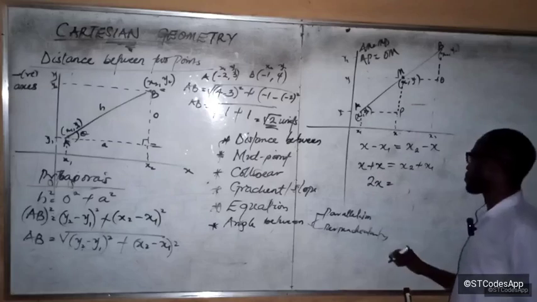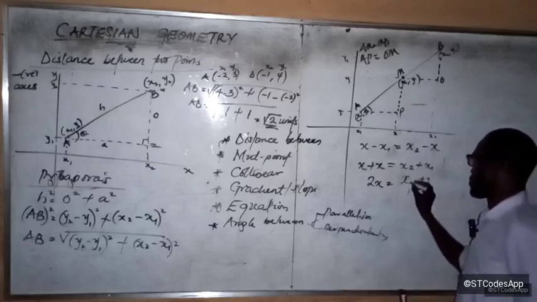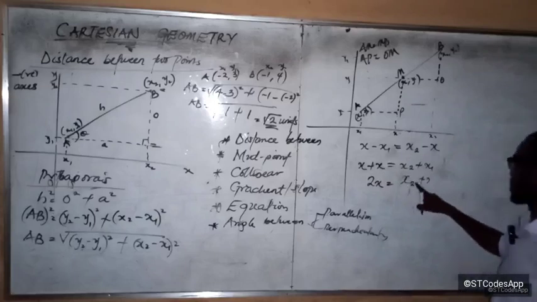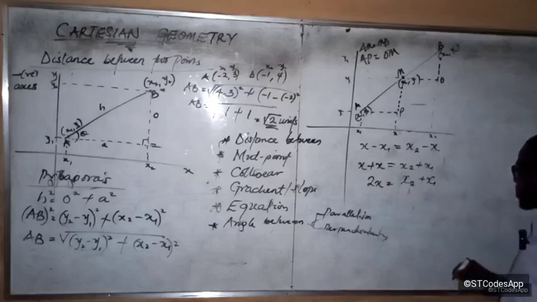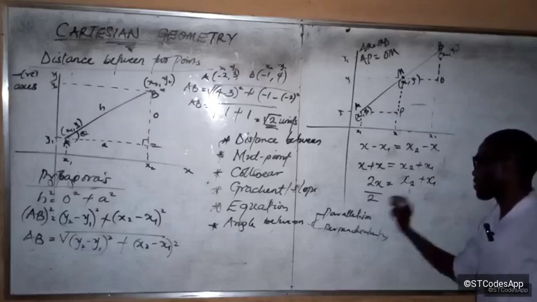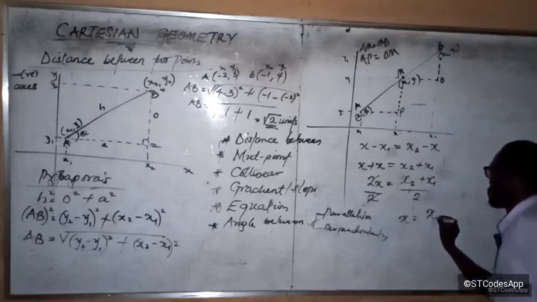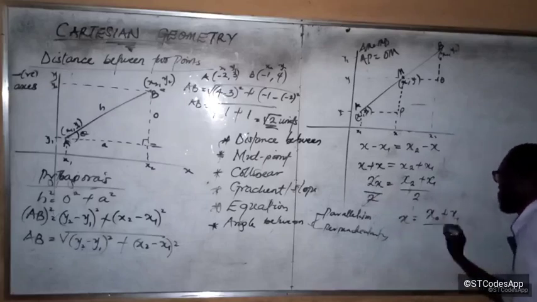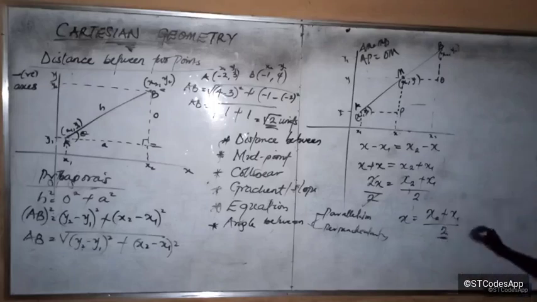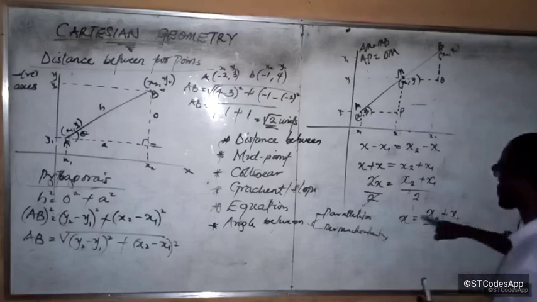2x is equal to x2, the x2 we are looking for, right? And x1, plus x1. So to get x, what do we do? Divide both sides by 2. So x will be equal to x2 plus x1 over 2. So this will be the formula for finding the midpoint of our line. So that's the first coordinate.